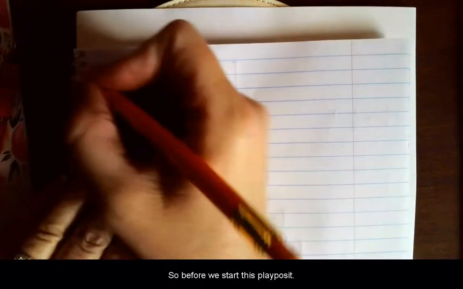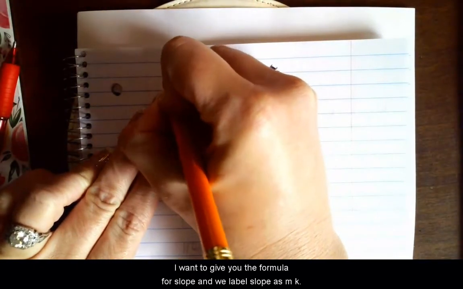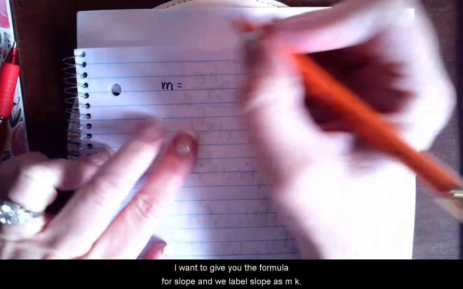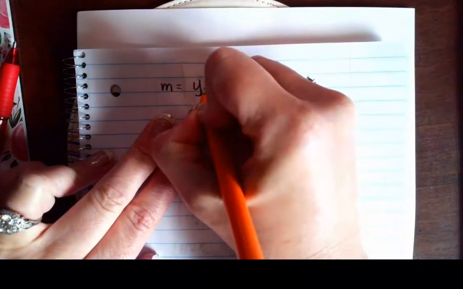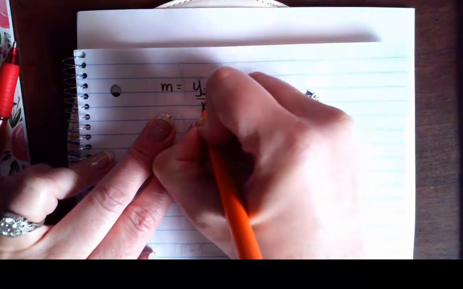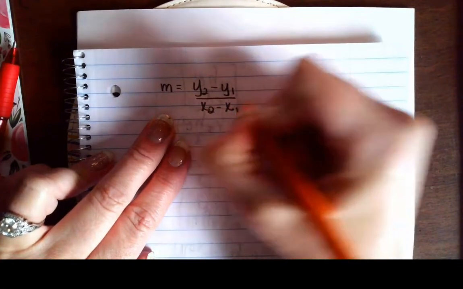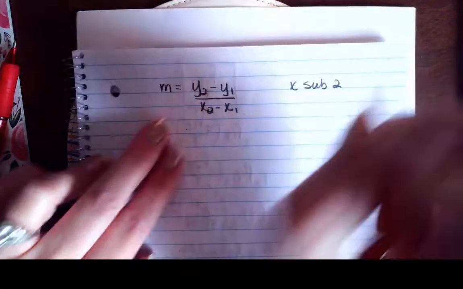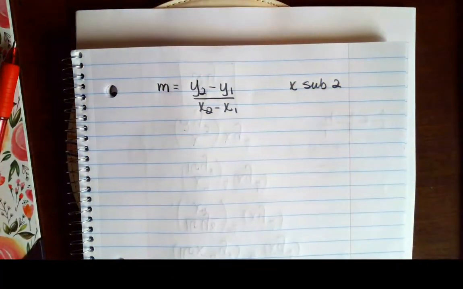So before we start this play posit, I want to give you the formula for slope, and we label slope as m, okay? So m is going to equal y sub 2 minus y sub 1 over x sub 2 minus x sub 1, and I'm saying sub 2 and sub 1, okay? It just means it's a subscript.